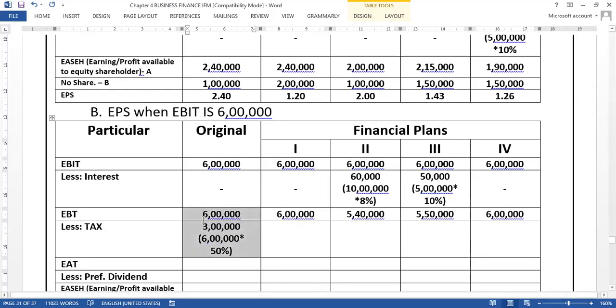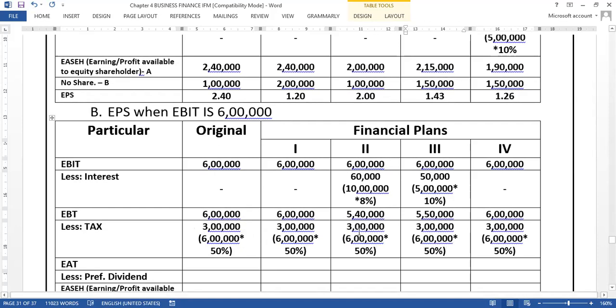This remains the same for the original case also. Again, for plan one it also remains the same. For the fourth financial plan, this also remains the same. Whereas here it will be slight changes. The change is very simple. It remains the 6 lakh itself, not 6 lakh, it is 5 lakh 40,000. 5 lakh 40,000 into 50%, we'll be getting approximately how much?